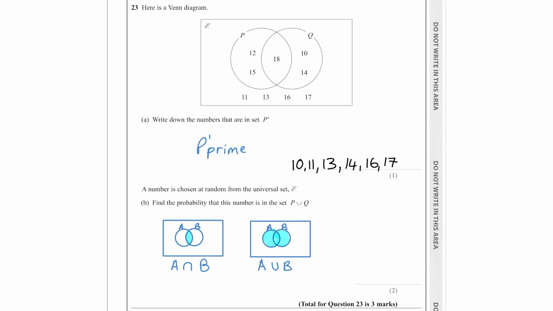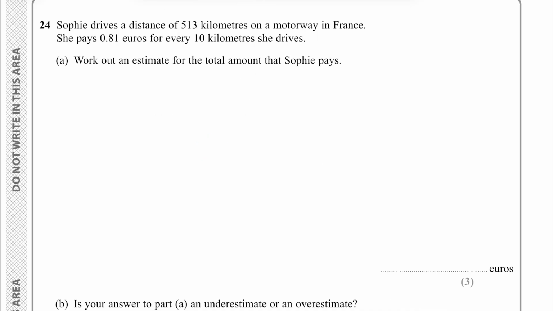So we need the probability that this number is in set P union Q. So all of this and all of this one. Firstly, let's count up the total numbers. So we have 1, 2, 3, 4, 5, 6, 7, 8, 9. So total number of numbers is 9. And with probability fraction, we'll do out of 9. And then find the probability that that number is inside both circles. So how many numbers do we have? 1, 2, 3, 4, 5. 5 over 9. We can't simplify that down. That's your final answer.